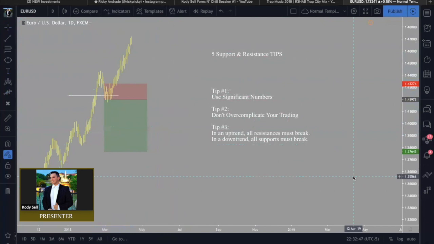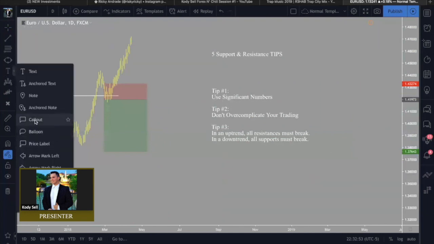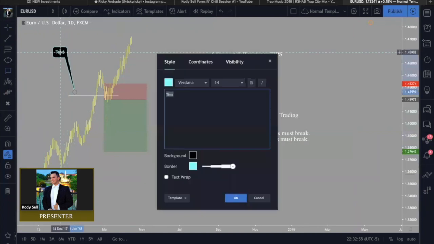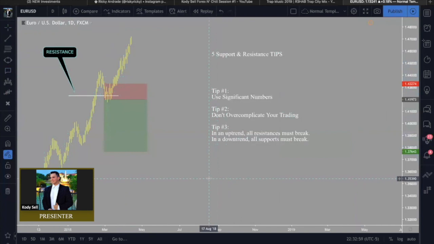So if you're in a bullish market, an uptrend, and you're coming up on a resistance, so this is our resistance here, you need to be careful looking to sell at that resistance, knowing that you're in an uptrend and knowing, tip number 3, that in an uptrend, all resistances must break by definition. Okay, so keep that in mind. And then, of course, we can flip this around.